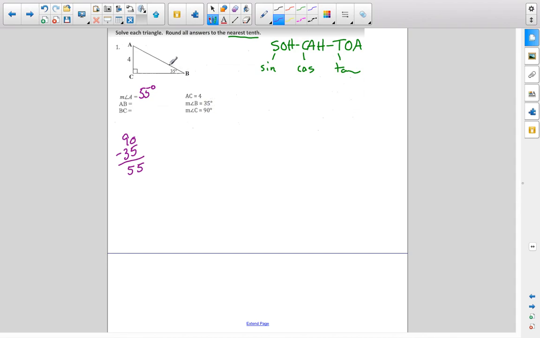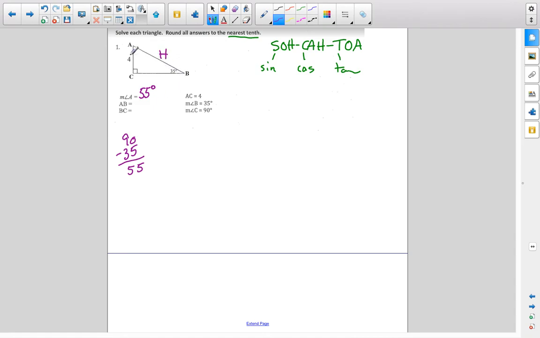That's what I did first. Angle B plus angle A are two acute angles that must be complementary. They must add to 90 because we already have 90 here. Now let's look at side AB. We have an angle and we have a side. We're looking for the hypotenuse.